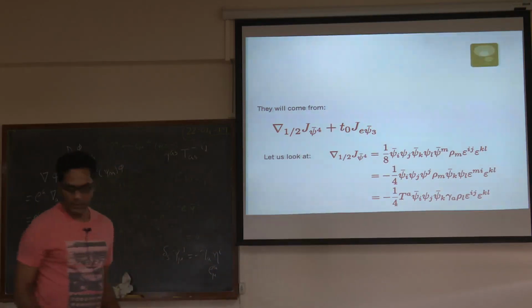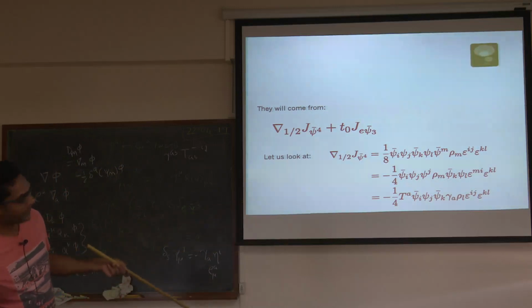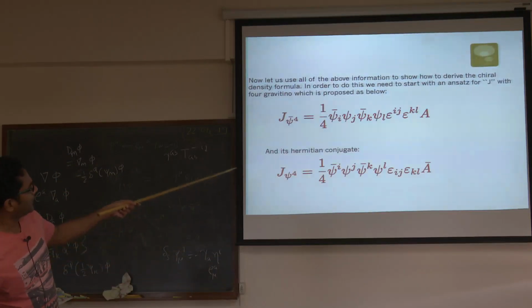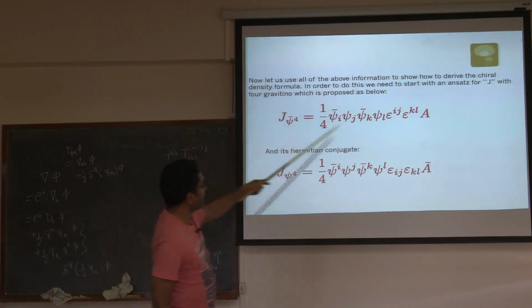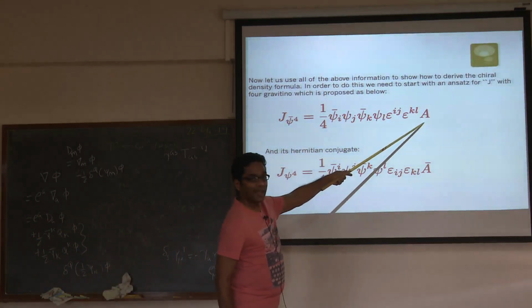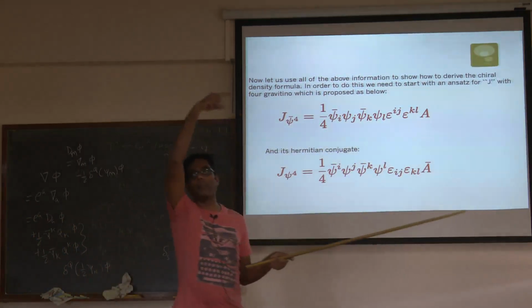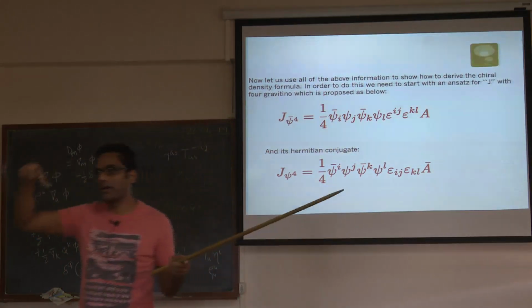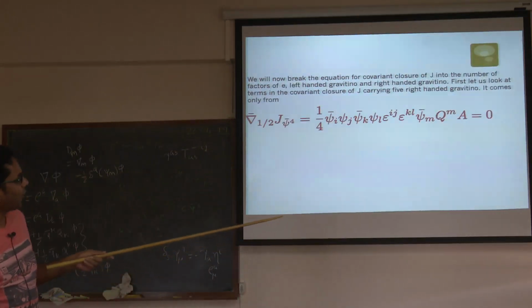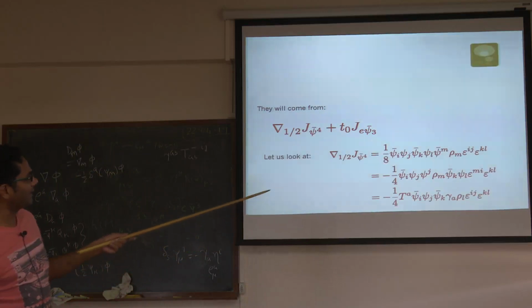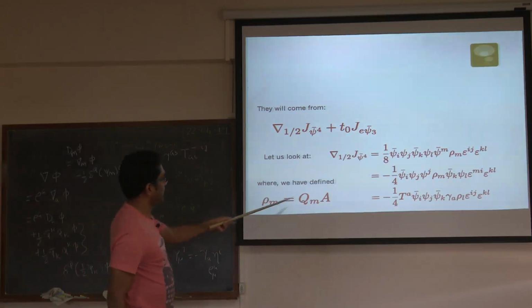Okay. So, that will be simply, so if you look at this is j psi bar 4. So, delta half will act on A, that is basically psi bar upper m, q lower m on A, and that q lower m on A is what I have defined as rho m.